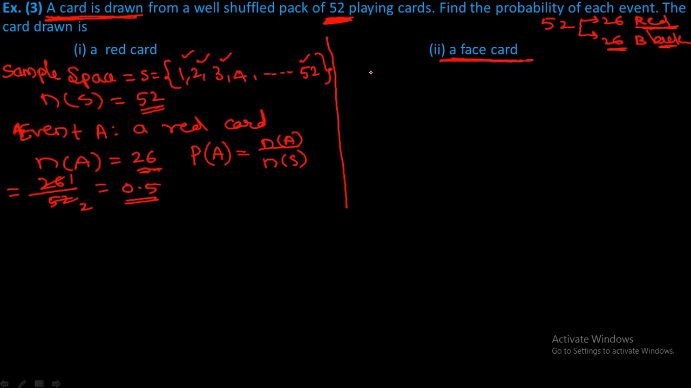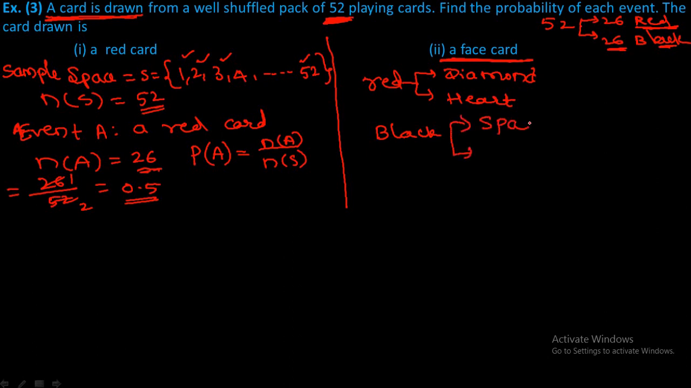To understand the concept of face cards, in red there are two groups: one is the diamond and the second one is the heart. Similarly, in black cards there are two groups: one is the spade and the second one is the club. I already showed the figure also. If you have not understood, you can see the previous video on probability, and you will understand.